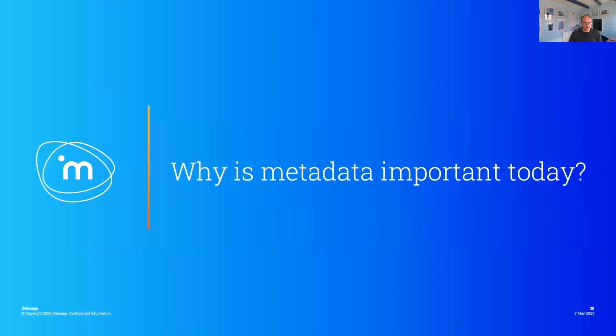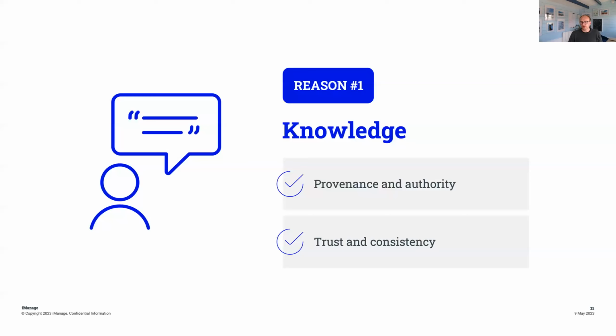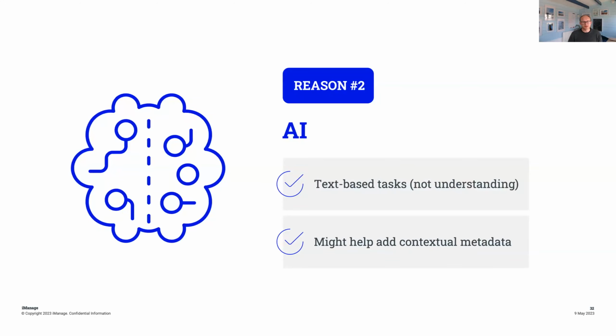So to kind of wrap up this section, metadata is important today because organizations are looking at new ways of sharing knowledge. They want to look at ways to ensure provenance and authority of materials and to allow lawyers to share and access knowledge in a trustful and consistent way. At the same time, firms are looking at the promise of AI and in particular, large language models. And at the moment, some of the exploration here is around text-based tasks and the importance of having this contextual metadata in your knowledge bases that you can use to enhance some of the large language models.